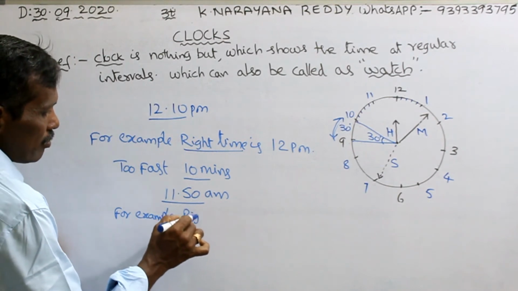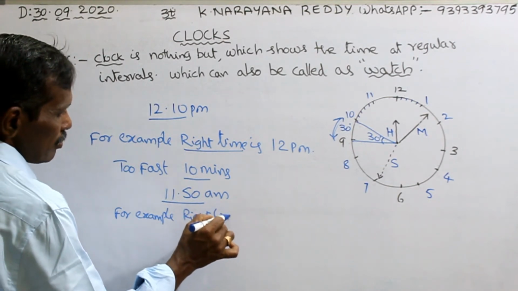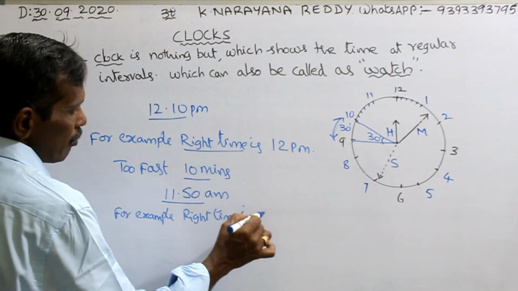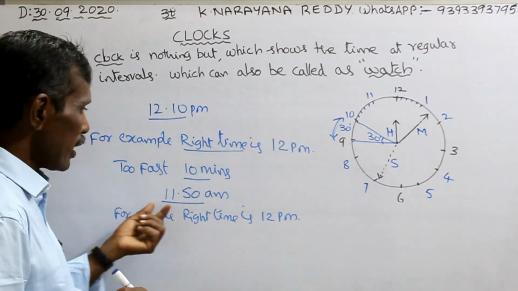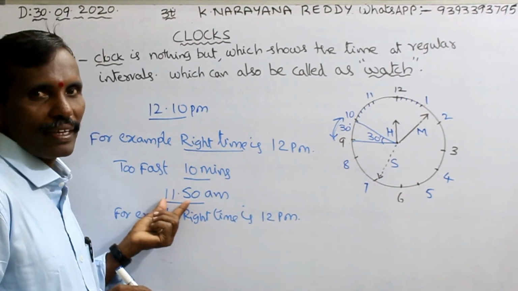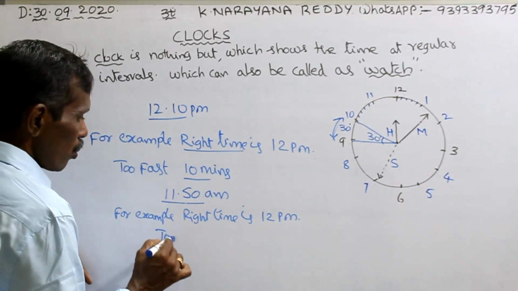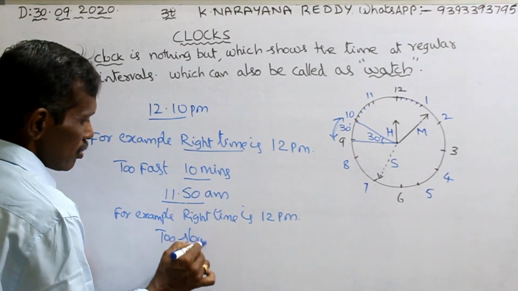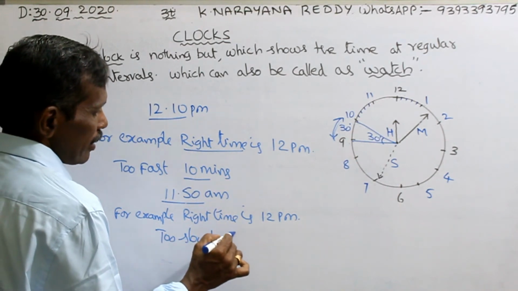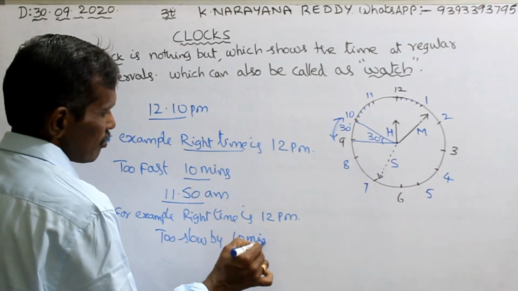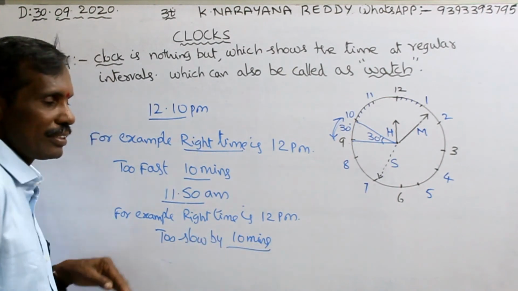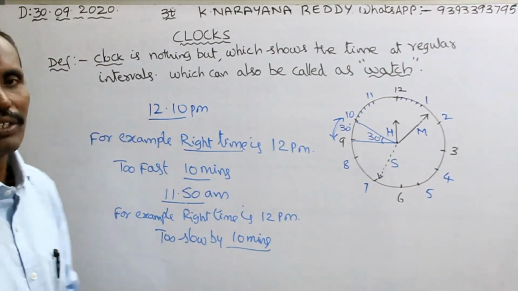For example, the right time is 12 PM, but the watch was showing 11:50 AM. That means it is too slow by 10 minutes. This is the difference between too fast and too slow.